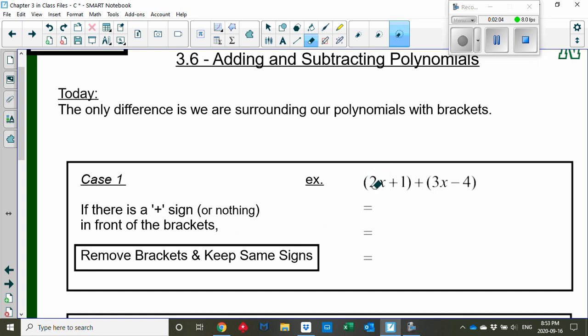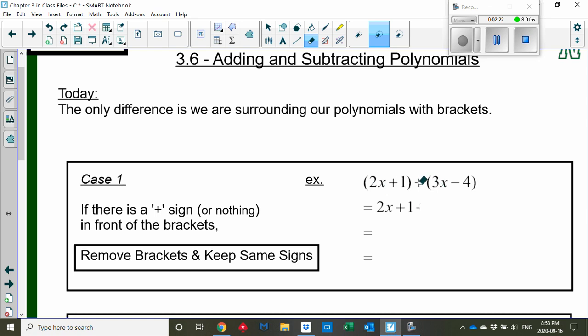So when I take a look at this bracket, I've got a 2x and I've got a positive 1, a positive 2x and a positive 1 inside. So what I'm going to do is I'm going to get rid of this bracket, and I'm going to write my 2x, and I'm going to get rid of that bracket. I'm going to write the plus 1, and there they are with no more bracket.